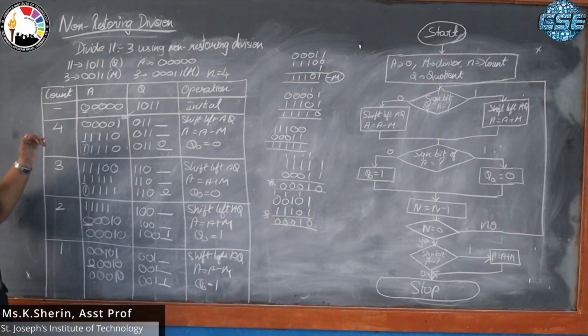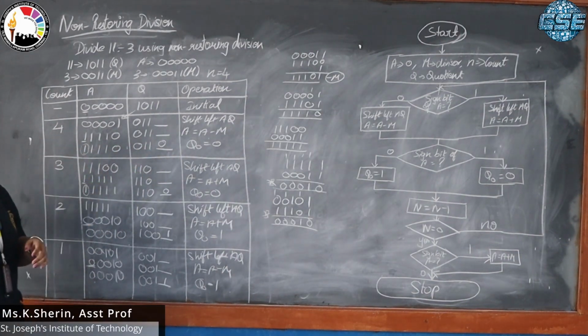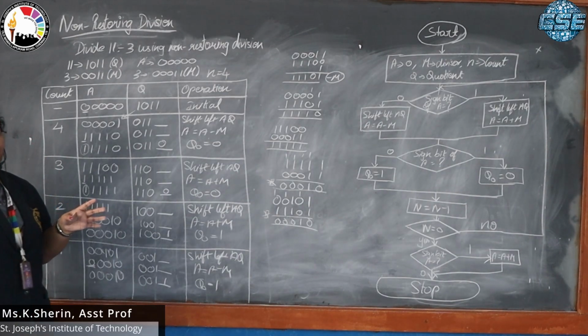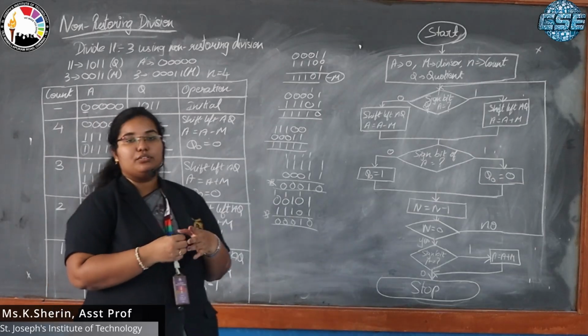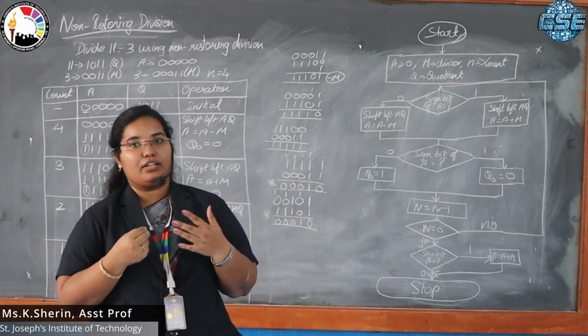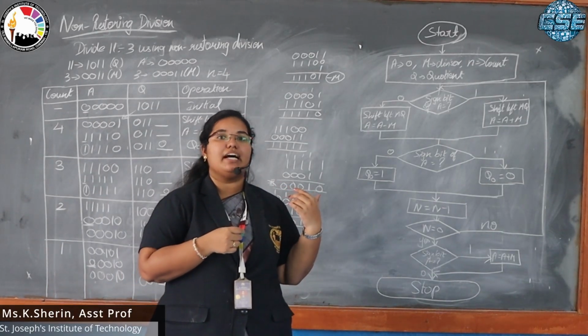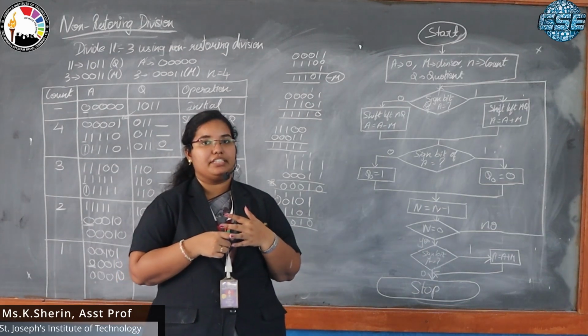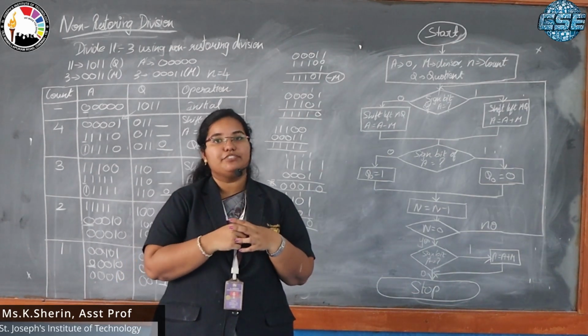Then finally again check your sign bit value, as if you find it as 1, you are supposed to write Q naught value as 0. So this is the entire procedure for your non-restoring division part. So hopefully you would have understood the entire concept of your restoring division part as well as your non-restoring division part. So all the best for your exams.